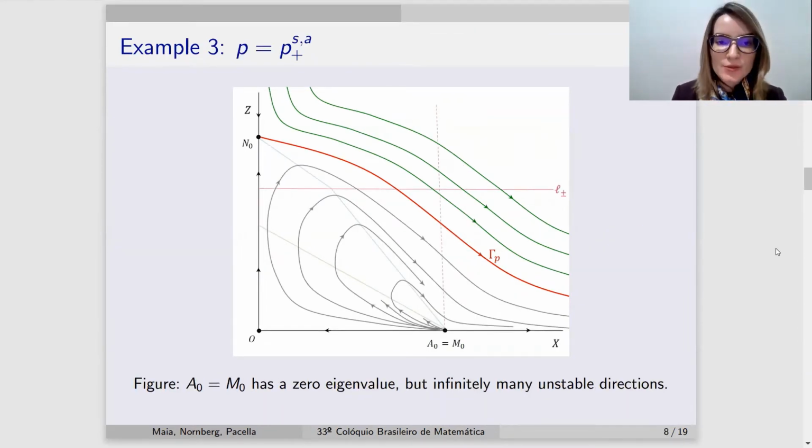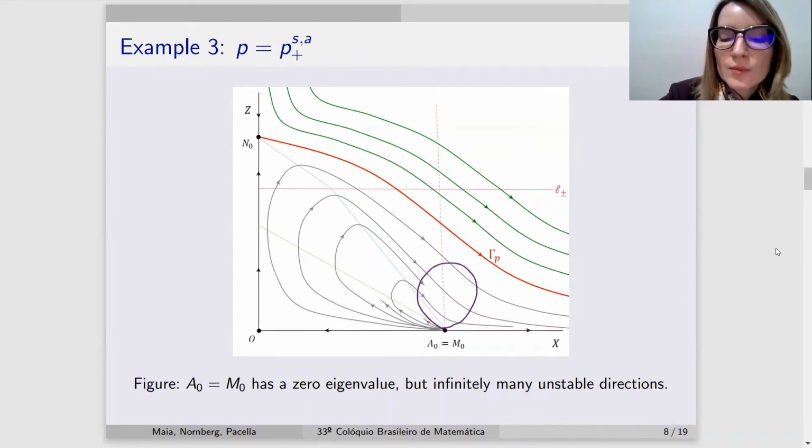When P is equal to PS, we still have infinitely many unstable directions. In that case, A0 is not a source because it has a zero eigenvalue, but we can see that, for instance, homoclinics like this are not admissible, and this is by the proof of the Dulac criterion. It works exactly as we did before.